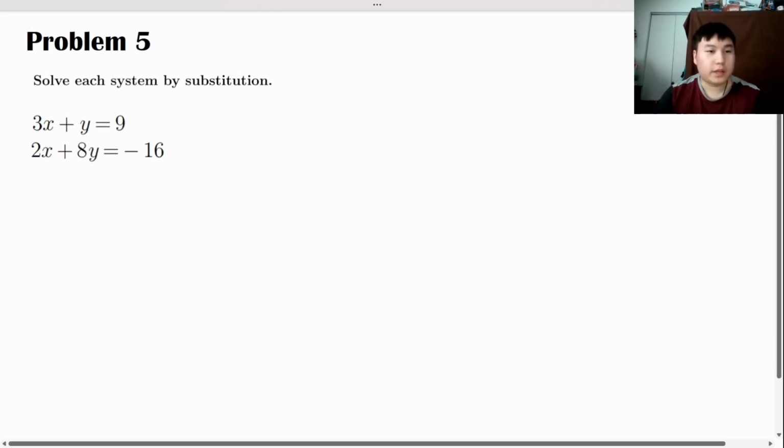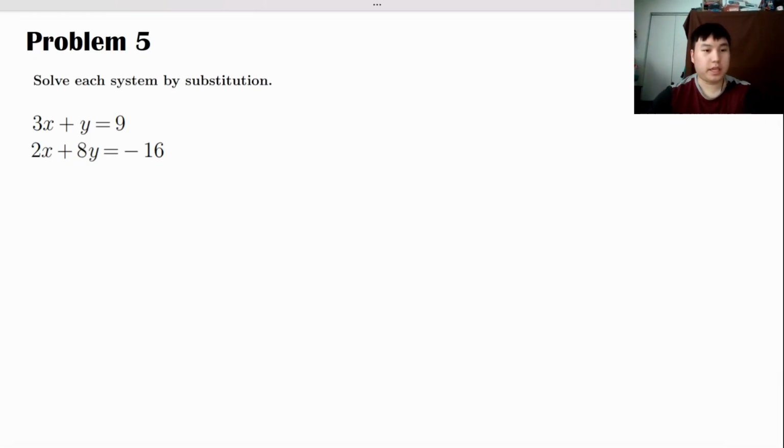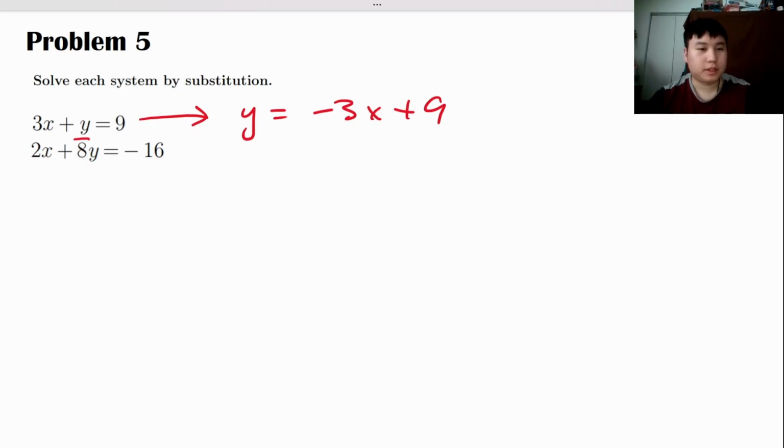For problem 5, we have 3x plus y equals 9 and 2x plus 8y equals negative 16. The first thing I notice is that the y in the first equation is just by itself, which makes it much easier because I can just move the x term to the right side. Doing that gives me y equals negative 3x plus 9. Now I can substitute this into the second equation.